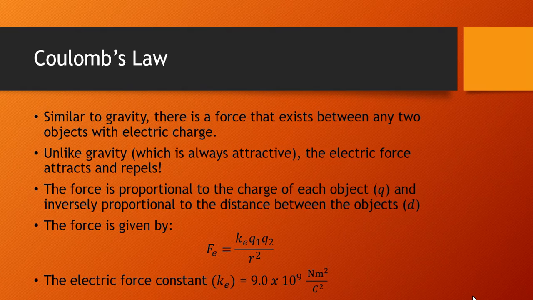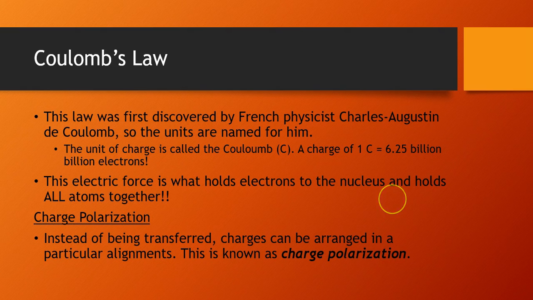Very similarly to gravity, the force is proportional to the charge of each of the objects, which we write with a Q, and inversely proportional to the distance between the objects squared. So what this means is that if the charge goes up, the force goes up, and if the distance goes up, the force goes down. Much like the force of gravity, the electric force has a constant associated with it. We call this the electric force constant, which is 9 times 10 to the 9 newton meters squared per coulomb squared.